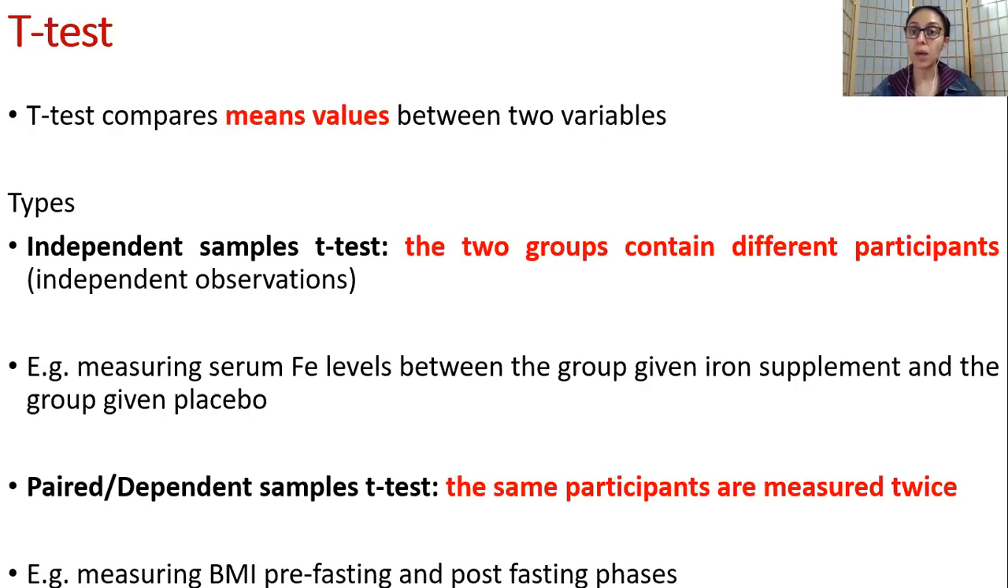So you have serum iron levels or serum ferritin levels, which basically means blood iron levels. Over here your independent variable is your groups, your intervention group versus your control group, and your dependent variable is your blood iron levels. So remember the pattern: two groups and then continuous.